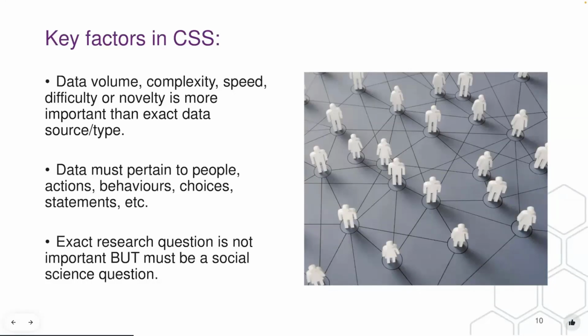And just to hone in on that point, the research question should be a social science research question, which uses that atypical data to talk about how people make decisions or what influences their behavior and choices. So the exact research question is not important, but it must be a social science question. And that's where we have this really obvious intersection between the computation and the social science. And that's what we're going to be focusing on today.